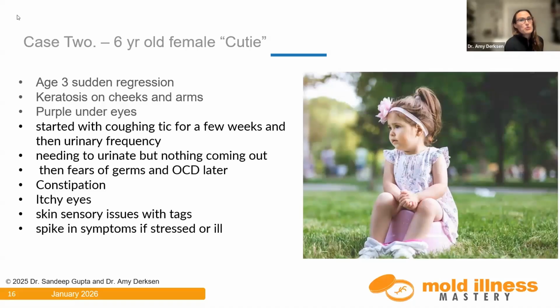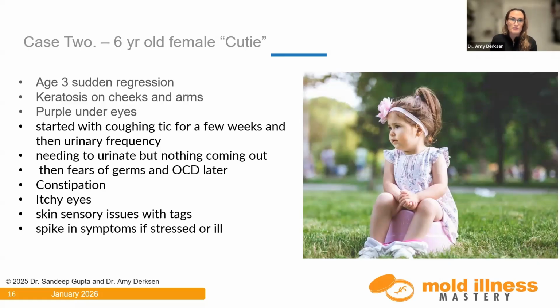So, 6 years old. When I started working with her, she was a little younger. We'll just call her Cutie because she is. This is not actually her, but her symptoms started at age 3, with sudden regression. She had keratosis on her cheeks, which is like the little red kind of chicken skin feeling thing. She had it on the upper arms as well. Purple under the eyes, so she definitely had those allergic shiners.